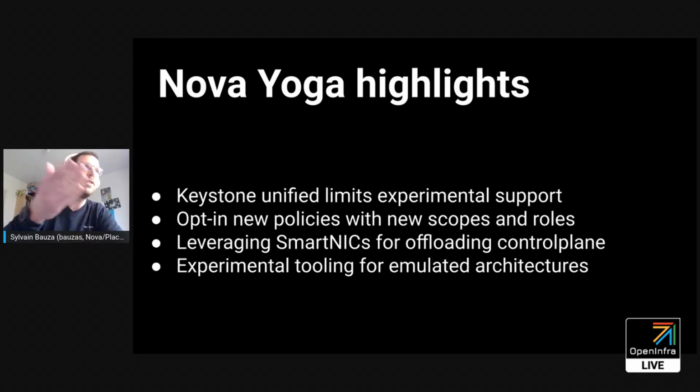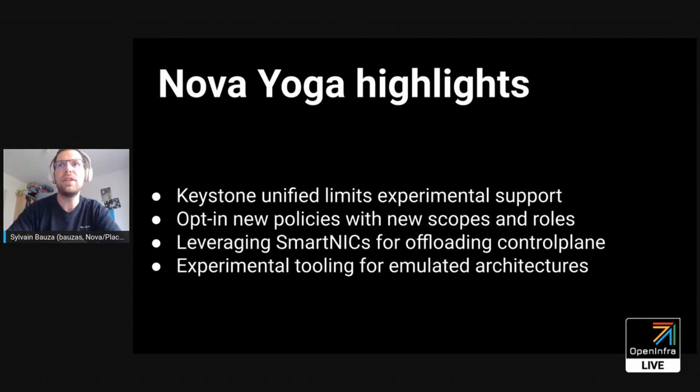Also, a new feature, and then I will discuss unified limits for the last one. Another feature that we now support is smart NICs, which was already discussed. So basically, what's possible now is to use those smart NICs, and Nova will support them. If you want to know exactly how to use this new hardware, you can look at the release notes.